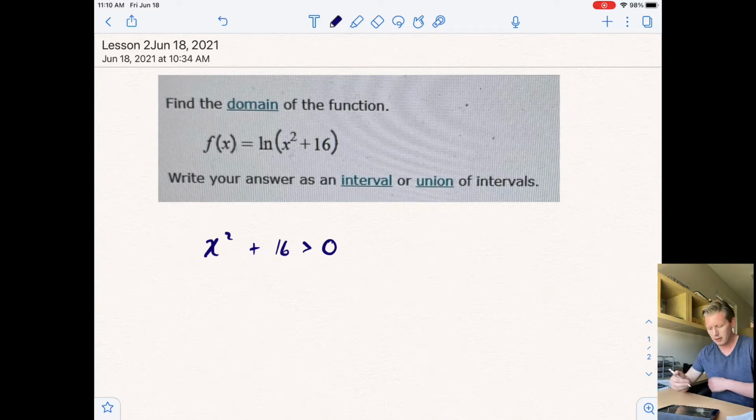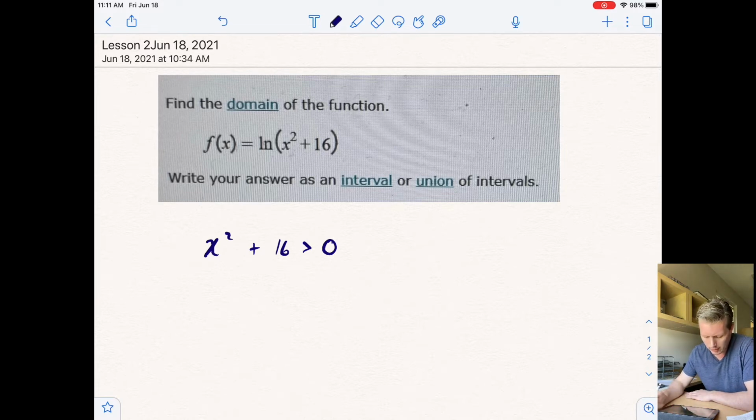The values of x which will satisfy this condition are the values of x for which the function will be defined. So all we really need to do is solve this, and there's a couple of ways to think about it. We know that plus 16 is positive, so the question becomes, for what values of x would x squared plus 16 be less than or equal to 0?